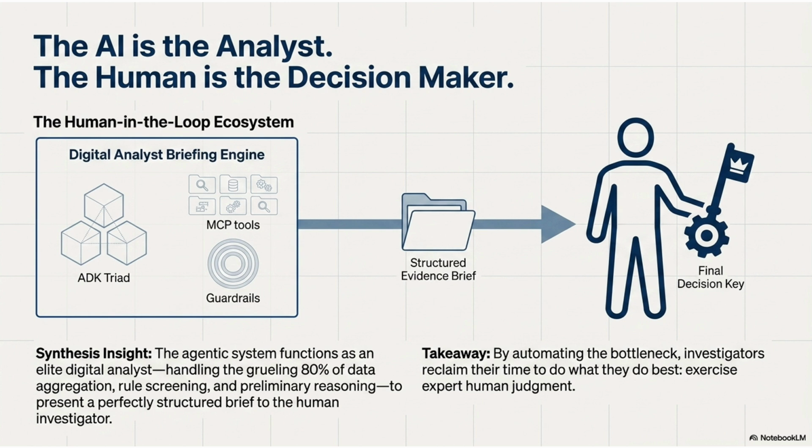As we know, the AI is the analyst and the human is the decision maker in this particular tool. The human-in-the-loop ecosystem means the agentic system functions as an elite digital analyst, handling the 80% of mundane aggregation, rule scanning activity, and preliminary reasoning, so that it can present a perfectly structured brief to the human investigator. The takeaway is that by automating the bottlenecks, investigators can reclaim their time for what they do best: exercising expert human judgment.